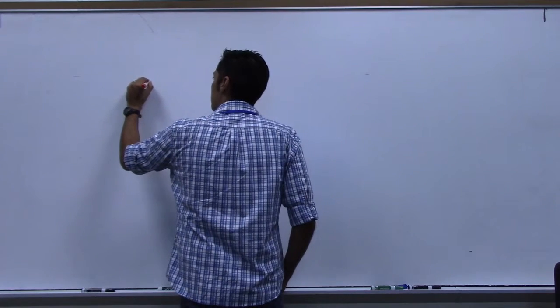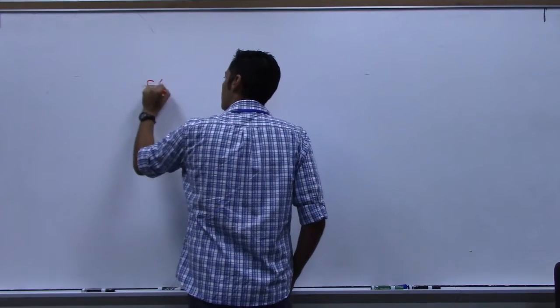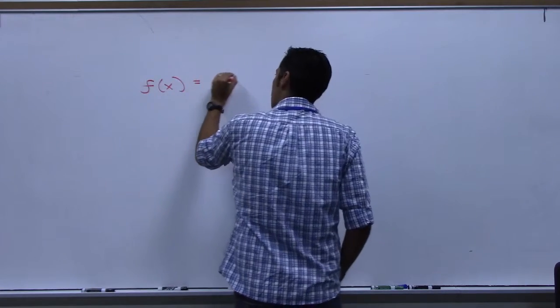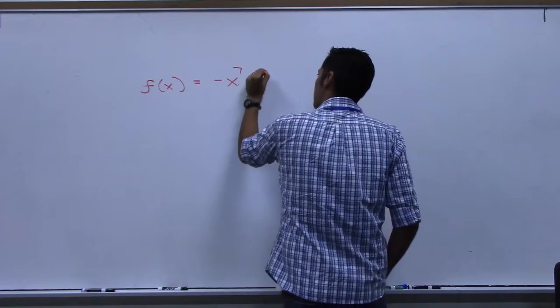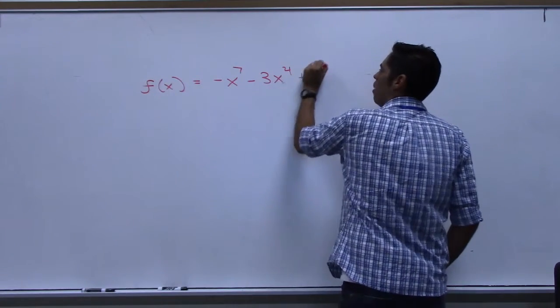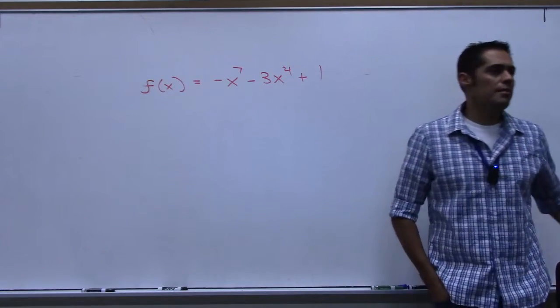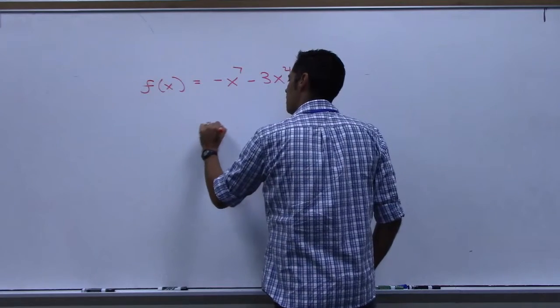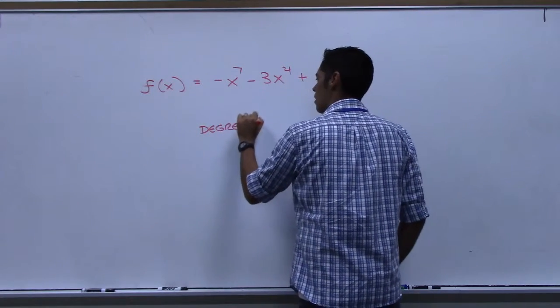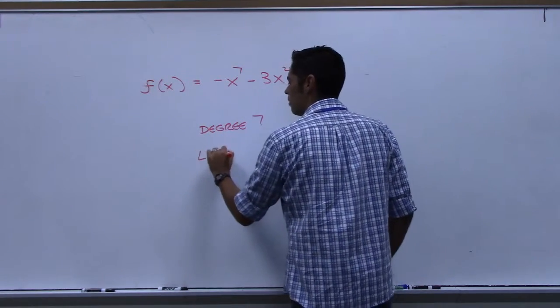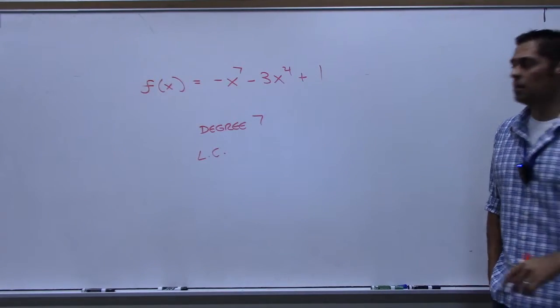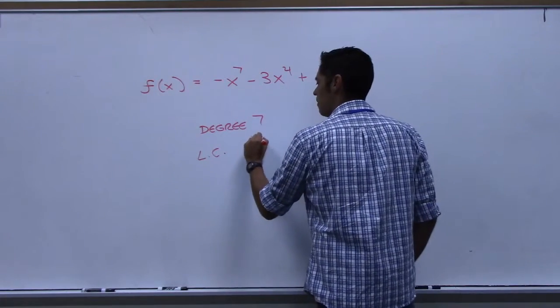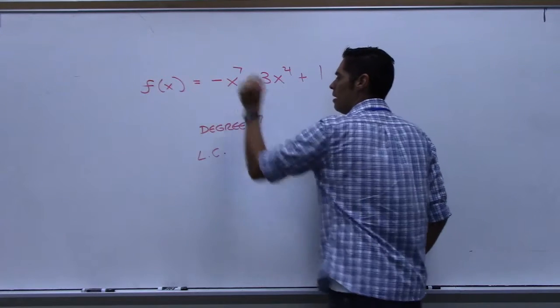Let's say as an example, I give you a function f of x equals negative x to the 7th minus 3x to the 4th plus 1. What's the degree of this polynomial function? 7. So the degree is 7. What's the leading coefficient? I'm going to abbreviate leading coefficient LC. Negative 1? That's this in front, right?